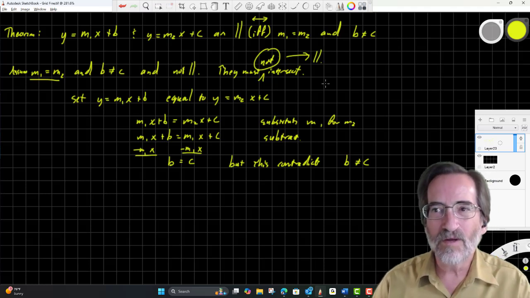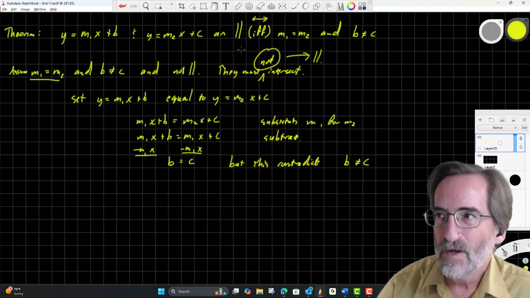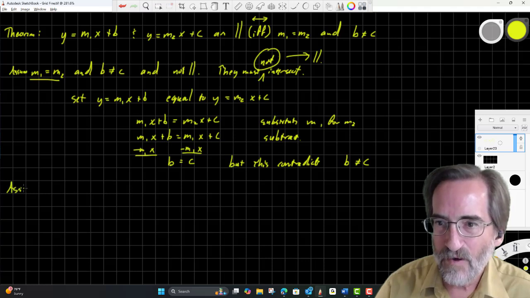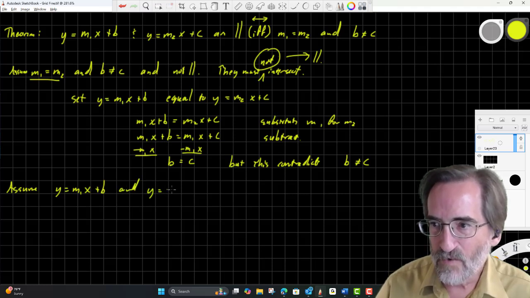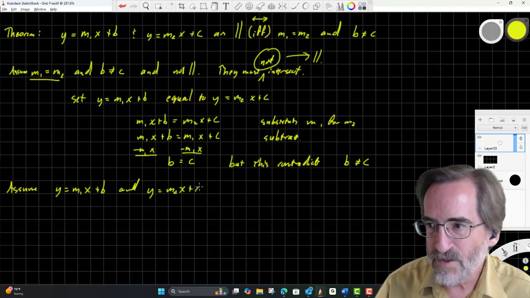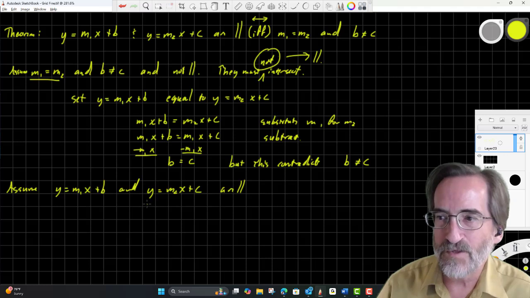Okay? So that's kind of the argument that way, right? Now, the argument should flow the other direction as well. What if we assume the lines are parallel? Can we prove that m1 equals m2? Okay, assume the lines y equals m1 x plus b, and y equals m2 x plus c are parallel. We want to prove that that means that m1 equals m2 and that b doesn't equal c.